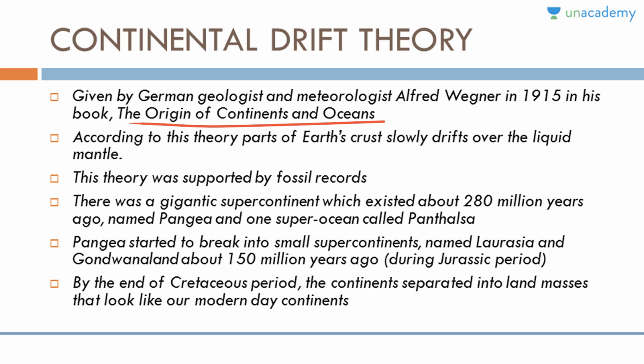In brief, there was a gigantic supercontinent which existed about 280 million years ago named Pangaea, and it was surrounded by one superocean which was called Panthalassa. Pangaea started to break into smaller supercontinents named Laurasia and Gondwana land about 150 million years ago, that is during the Jurassic period. By the end of the Cretaceous period, the continents separated into land masses that look like our modern day continents.